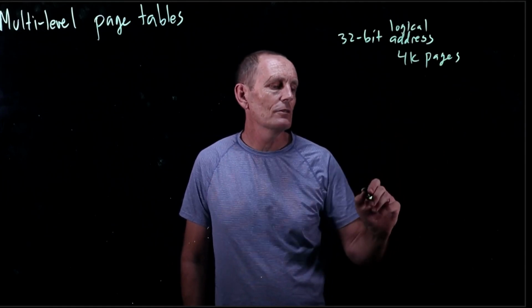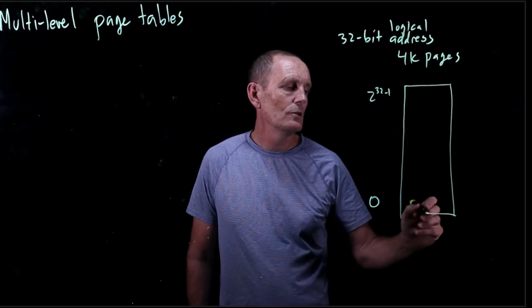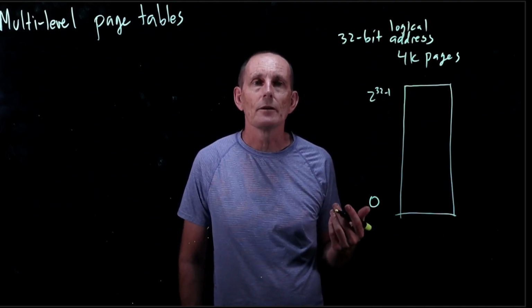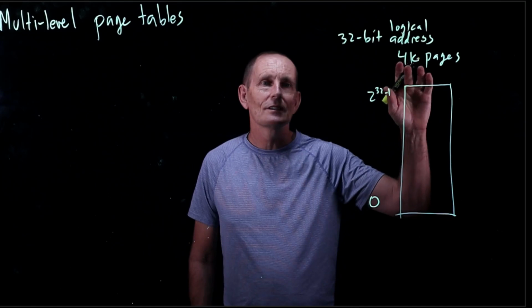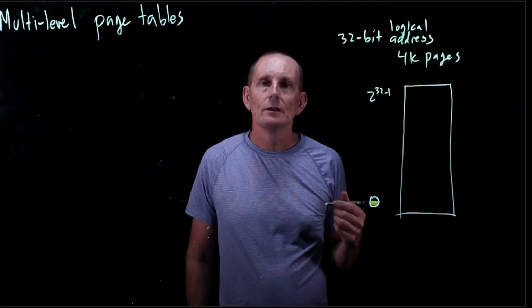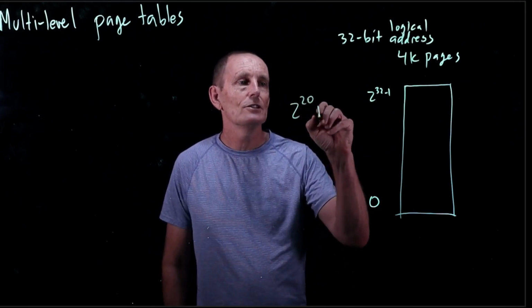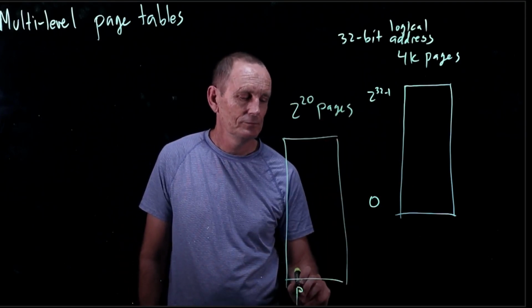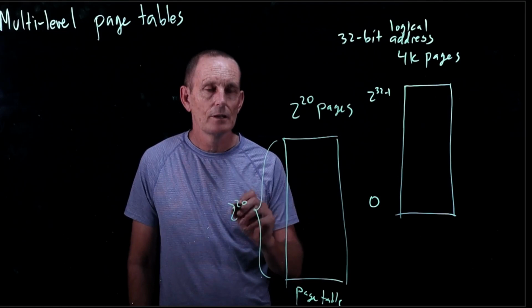If we use the entire address space from 0 to 2 to the 32 minus 1, we've got all these addresses. We're basically using 20 bits to describe the logical page number, right? Because 12 bits are used for the offsets, because 12 bits can allow us to index into the unique elements of 4K. So we have 2 to the 20th different page numbers. So 2 to the 20th pages implies, if we look at our page table, that this is 2 to the 20th high.